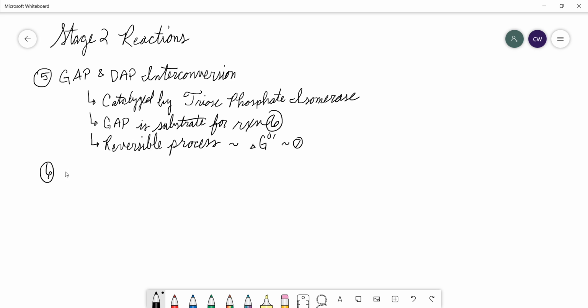Okay, so then we move to reaction 6, and that is the oxidation of glyceraldehyde 3-phosphate. Okay, and again, I'm not going to draw out glyceraldehyde 3-phosphate again, so I'm just going to abbreviate it as GAP.